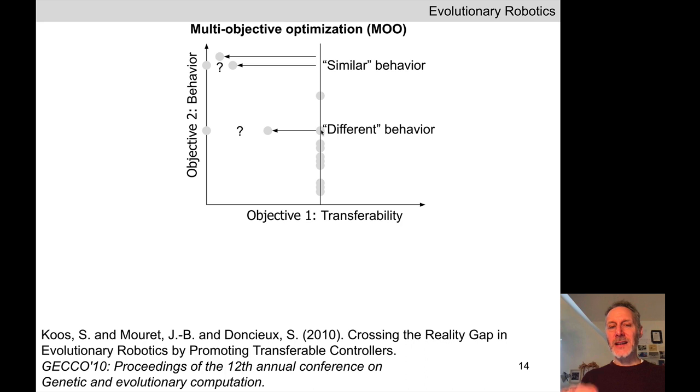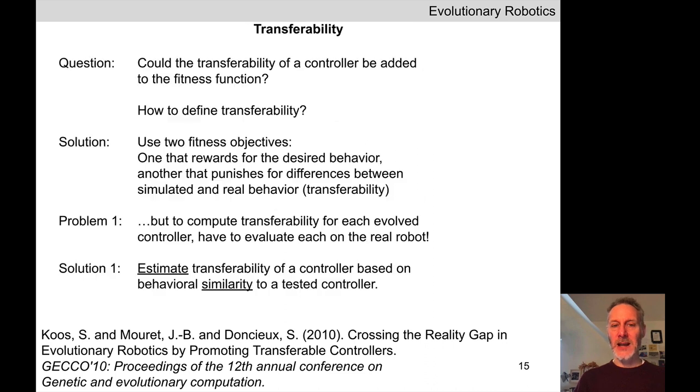Okay. So the idea here, the intuition that you're going to see, is they're going to start to estimate the transferability of the other controllers based on how similar the behavior produced by that controller is compared to controllers that have been sent to reality and for which we know their transferability. So said more simply, controllers that are closer to controllers that have low transferability, we're going to estimate their transferability as low. And controllers that are far from controllers we've sent to reality, we're going to assume we know relatively little. We're not going to be able to estimate their transferability very well. Okay, let's see how they did this.